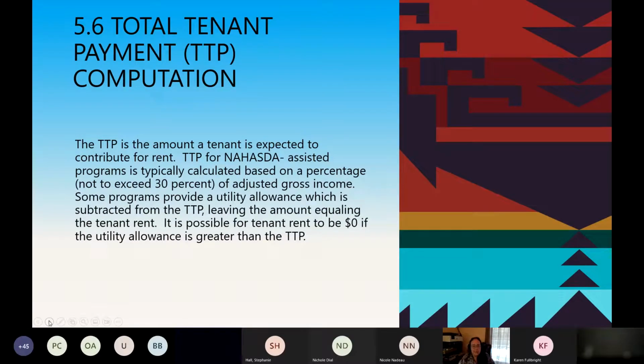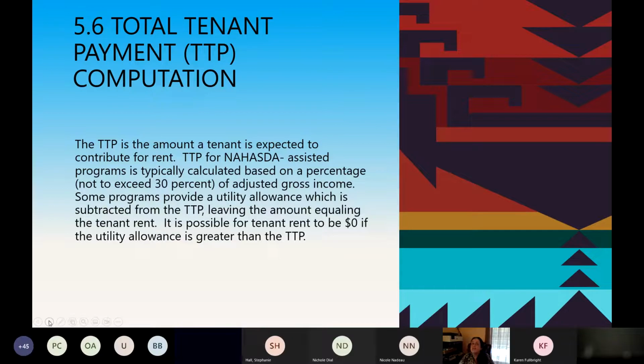So your total tenant payment, your TTP, is the amount a tenant is expected to contribute for rent. The TTP for NAHASDA assisted programs is typically calculated based on a percentage not to exceed 30% of adjusted gross income. Some programs provide a utility allowance, which is subtracted from that total tenant payment, leaving that amount equaling the tenant rent. It's possible for a tenant rent to be zero if the utility allowance is greater than their total tenant payment.